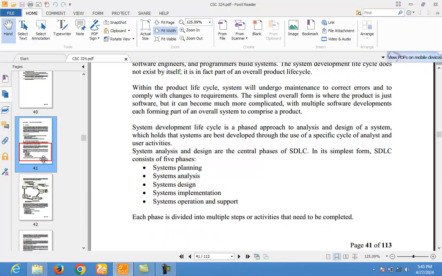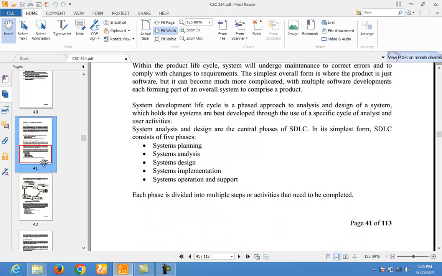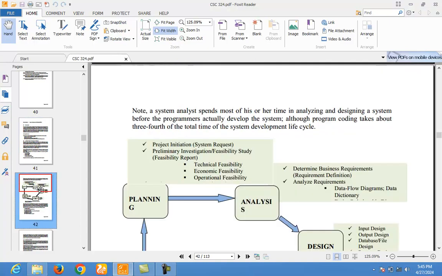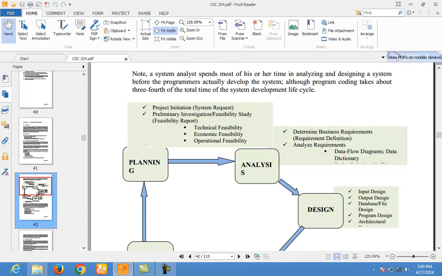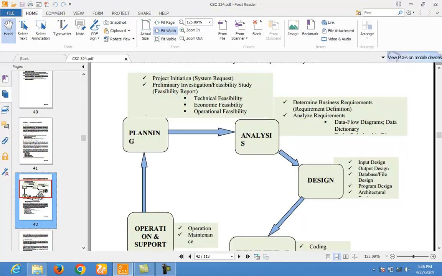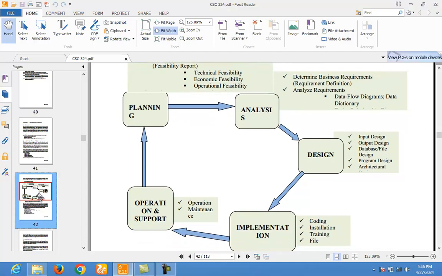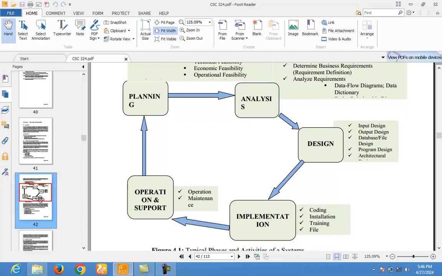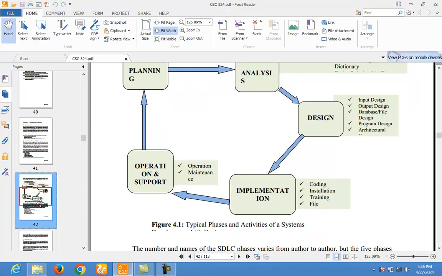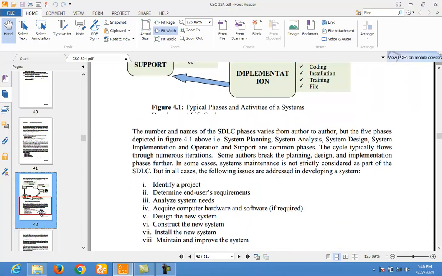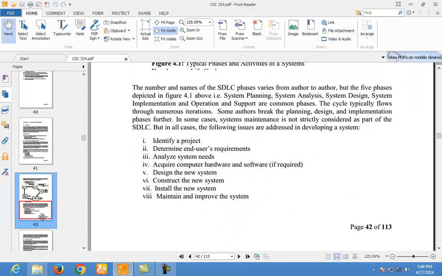So, there are 5 major phases in the system development lifecycle: planning, analysis, design, implementation, operation, and support. We've talked about them. Just go through this to be able to understand what the phases in this particular lifecycle are talking about, from planning to analysis to design to implementation, operation, and the support. So each of these phases has what is expected to be done.